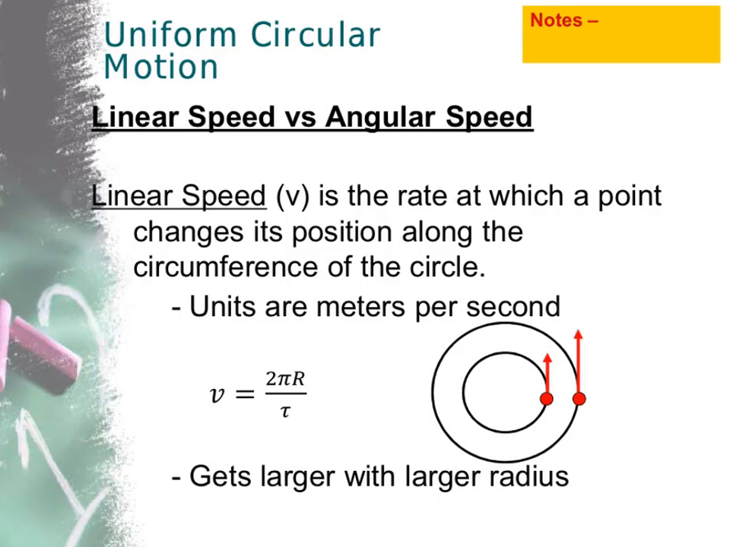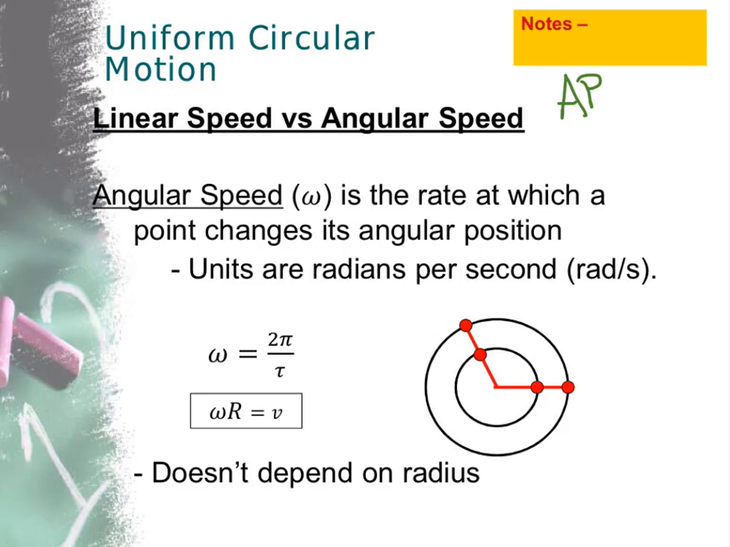Now the interesting thing about linear speed is that the farther you're out from the center, the greater your linear speed is. So if you were to double the radius of an object, you would actually have to double its linear velocity. So linear speed gets larger with a larger radius.